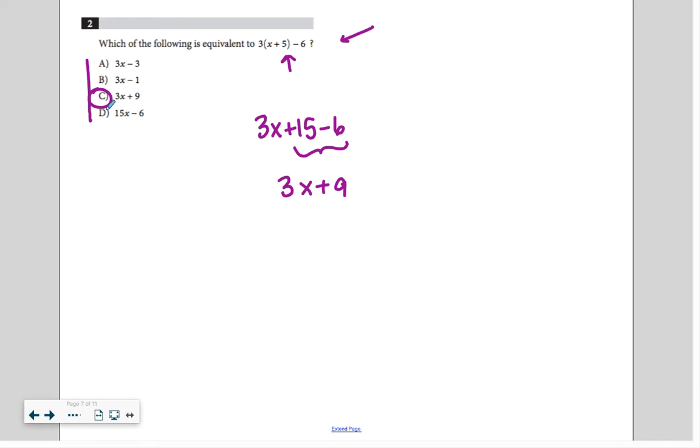Now you could make some mistakes here algebraically. You could forget to distribute the 3 to the 5. Lots of different things that you could do, but when I'm asking you for equivalence, the most basic thing is maybe we can simplify it and see what we're looking at.